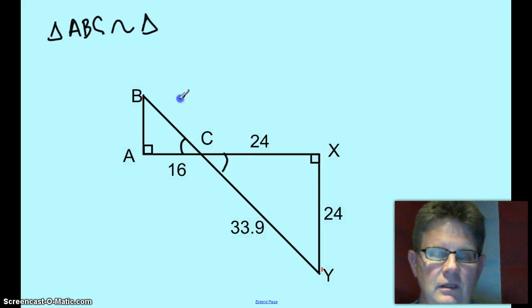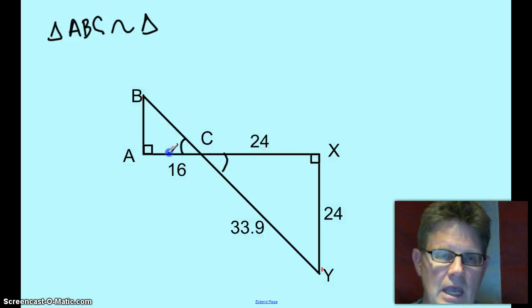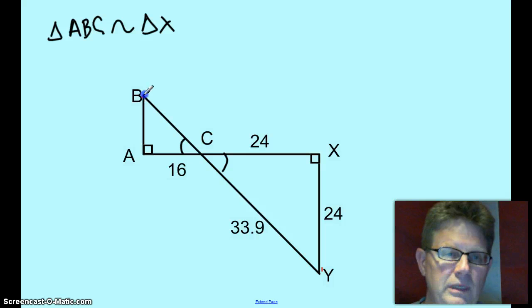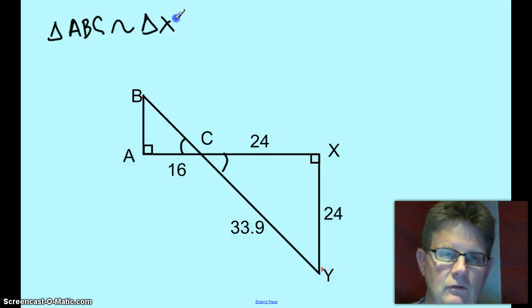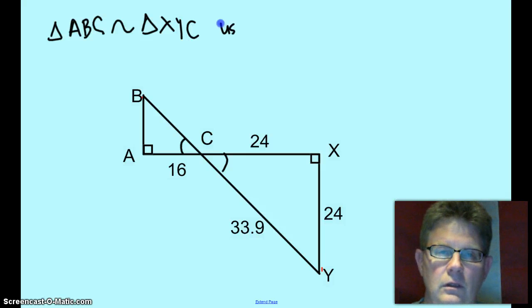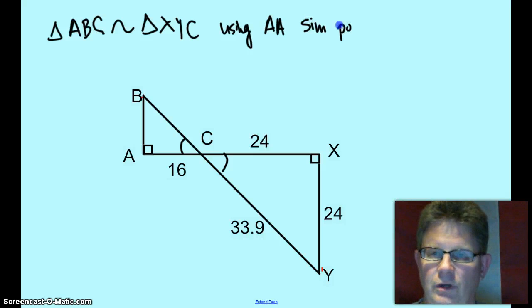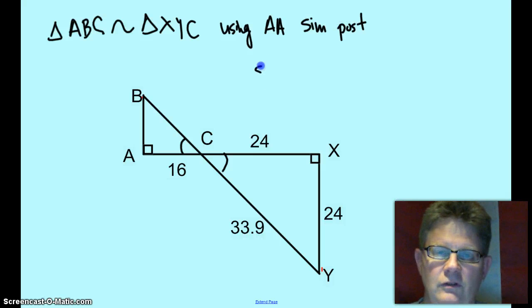Now let's get the angles in the correct corresponding order. A and X are both right angles, so X is the next angle. B is the non-vertical angle, that would be Y. So X, Y, C, using the angle-angle similarity postulate. And what is that stinking scale factor?